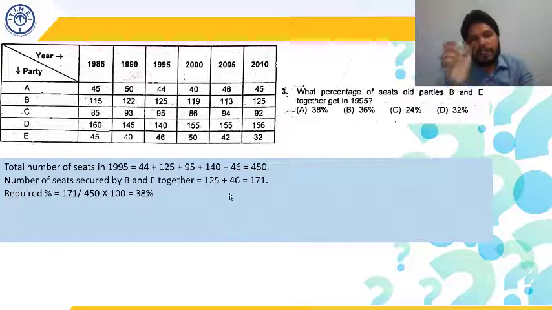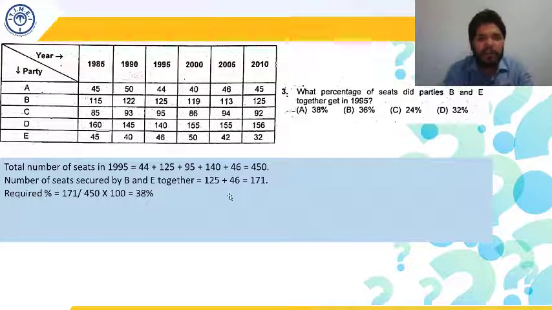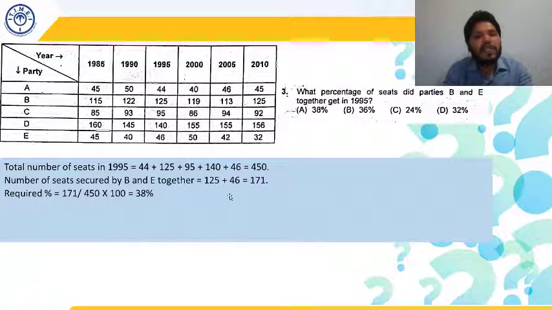Again, 450 is 100%, so what is 10%? It is going to be 45. What is 40%? Multiplying both sides by 4, 40% is going to be 45 into 4, which comes out to be 180. Now what we want is 171 is how much percent of 450? We know that 180 is 40% of 450. So my answer is going to be slightly less than 40%. So 24 or 32 should not be the answer. The answer should be either 38 or 36.